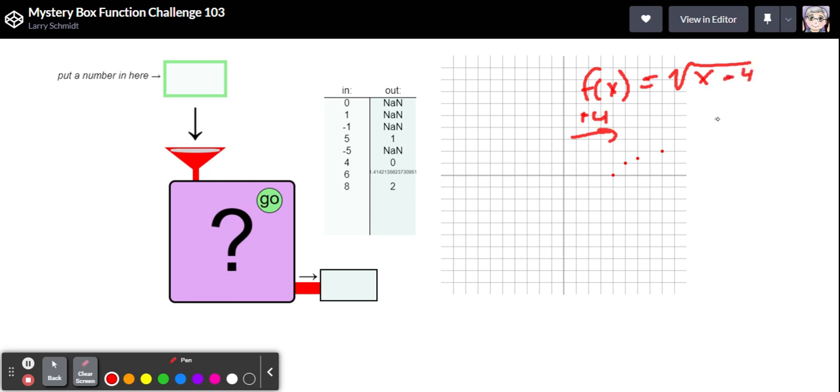Sometimes this seems a little counterintuitive, folks, but if you think about it, if I put in an 8 now, so 8 minus 4, and then square root, 8 minus 4 is 4, square root of that is 2, that's what I get here. It does work out with the data.